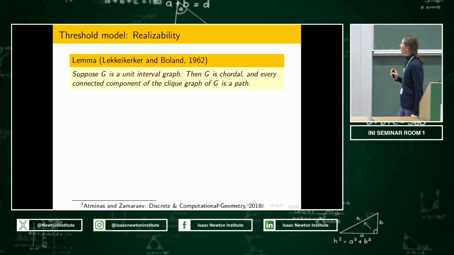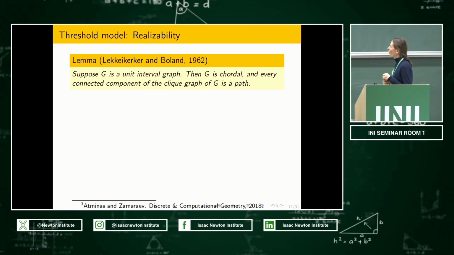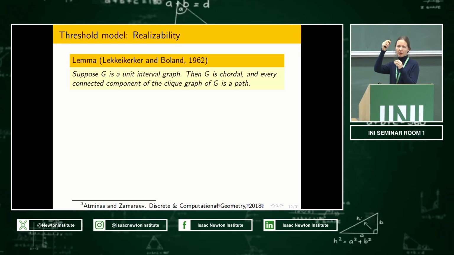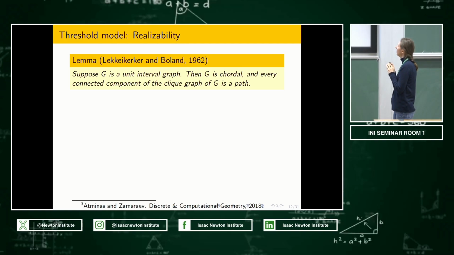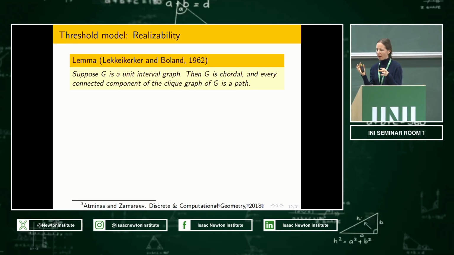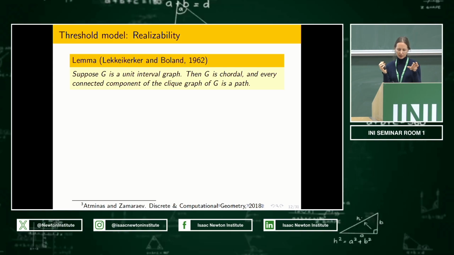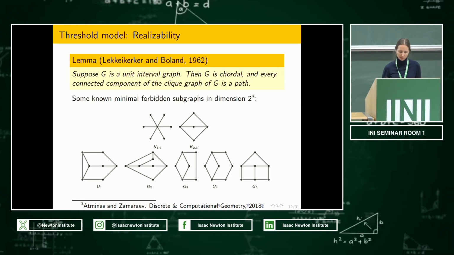Unit interval graphs are quite well understood. If you have a unit interval graph, then G is chordal, which means that every induced cycle in the graph has a chord, and every connected component of the clique graph of G is a path. Clique graphs are graphs where you have a vertex for every maximal clique, and there's an edge if the cliques are adjacent. So there is this characterization of the unit interval graphs.